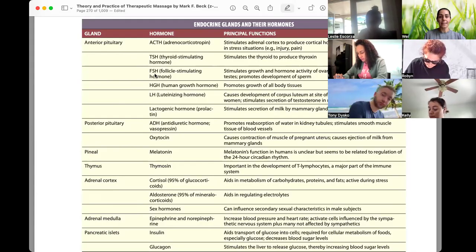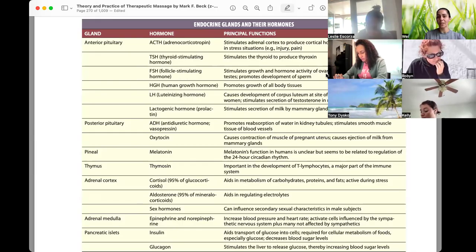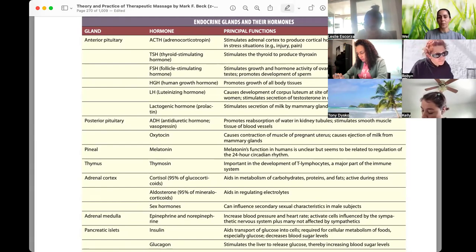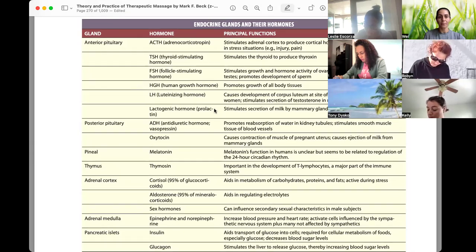The FSH, which is the follicle stimulating hormone, has to do more with the growth and activity in the sexual organs, the ovaries and testes, which you find, of course, in the sexual organs of the body.